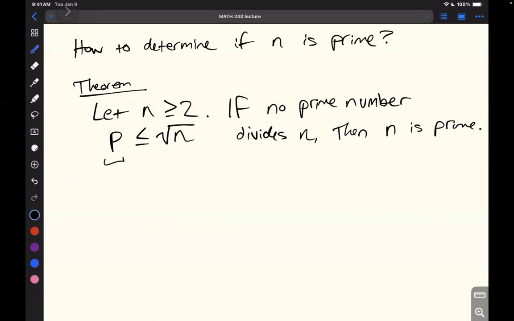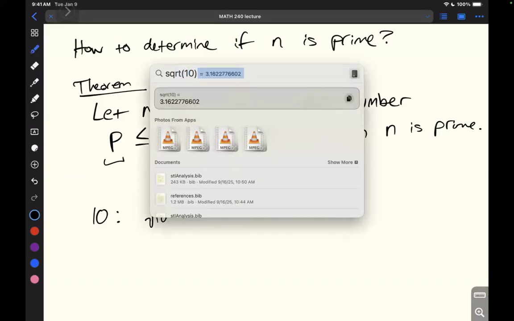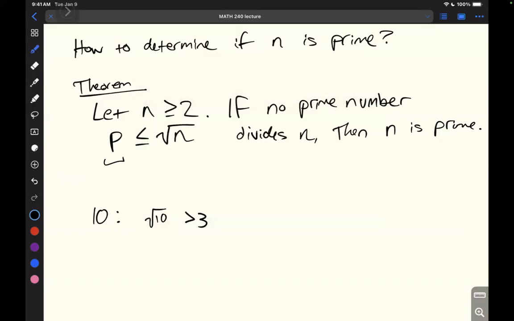So let's think of small examples. Let's consider 10. The square root of 10 is about 3, so it's slightly greater than 3. And so now we can check the prime numbers up to 3. 2 divides 10. And once we get there, then we say 10's not prime.